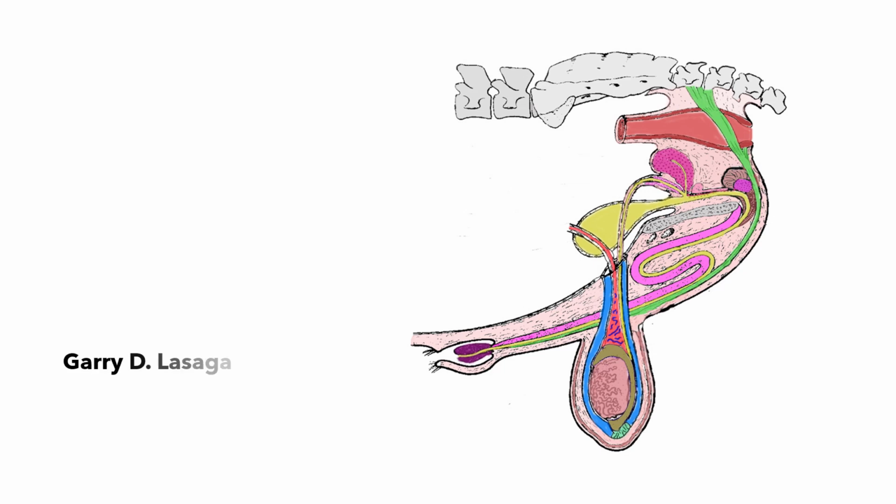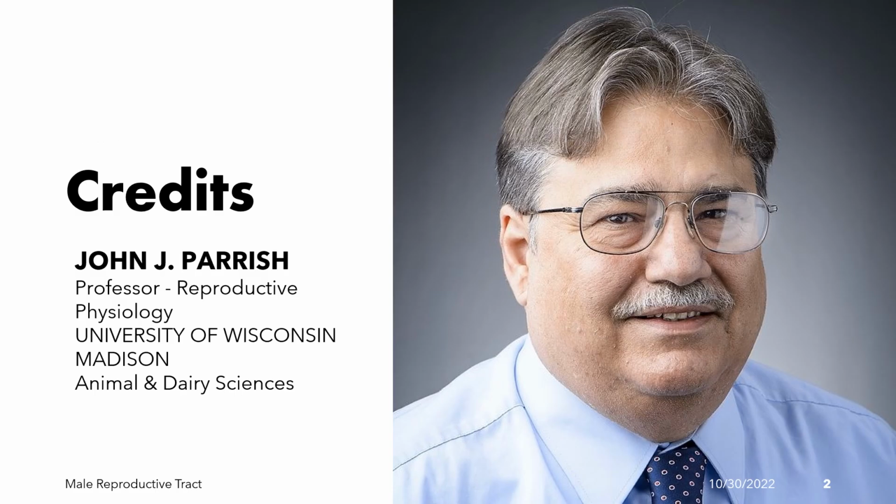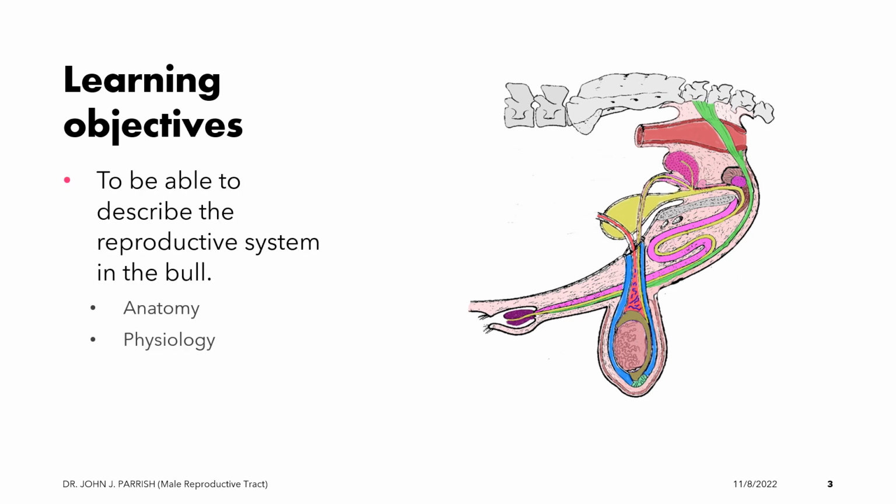Welcome to the second part of our lecture on the male reproductive tract. In this presentation, we are going to focus on the reproductive tract of the bull. In this lecture, we are going to describe the reproductive system of the bull in terms of its anatomy and physiology.